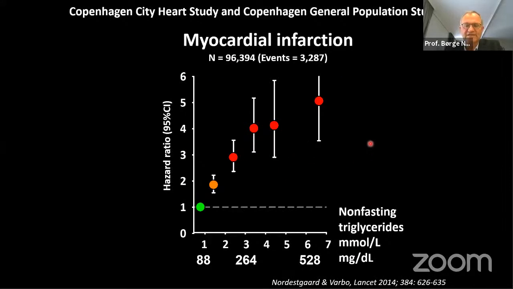Non-fasting triglycerides is a very, very important risk factor for cardiovascular disease. This is shown here from data from our two Copenhagen studies, Copenhagen City Heart Study and Copenhagen General Population Study, with 96,000 individuals and 3,300 myocardial infarction events. They are 99.5% correct, validated. And we followed people for up to 30, 40 years. And you can see a single measurement of non-fasting plasma triglycerides: if you have less than 1 up to more than 6 to 7, the hazard ratio for myocardial infarction goes up to 5-fold from just a single high plasma triglyceride measurement.